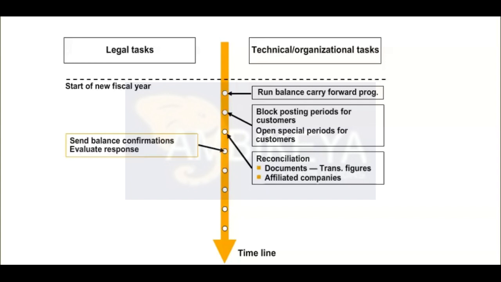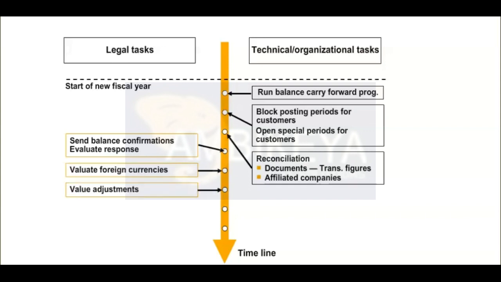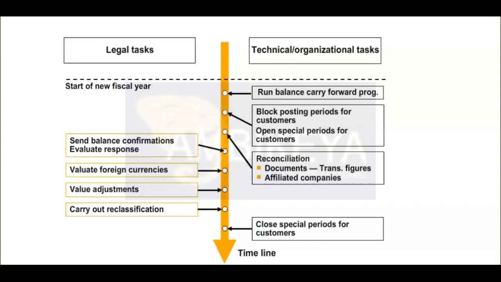Balance confirmations are sent and evaluated. Foreign currency documents are valuated. Value adjustments are carried out for overdue receivables. Accounts receivable are reclassified into short and long-term categories for the financial statement. The special periods can then be closed.